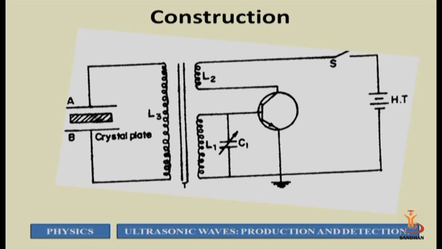current is passing through inductor L1. It is the property of an inductor that whenever current passes through it, it will generate a magnetic field around the inductor. Here we have connected variable capacitor C1 in parallel. This is forming an L1 C1 parallel circuit.